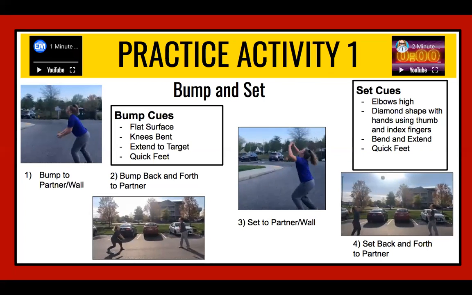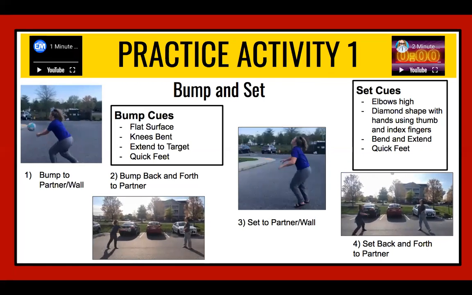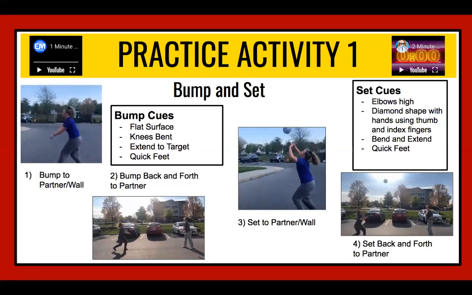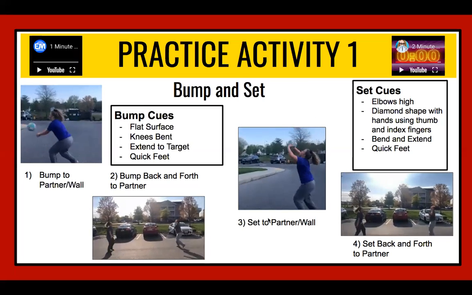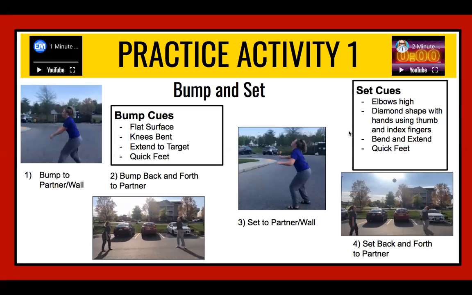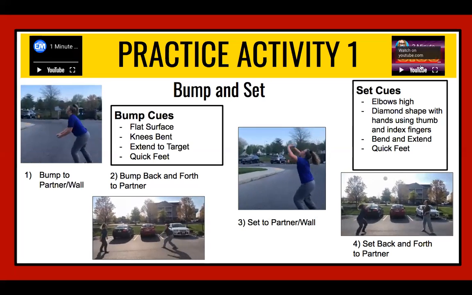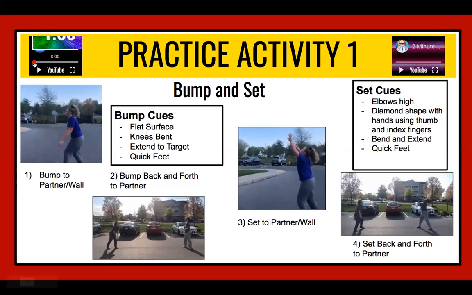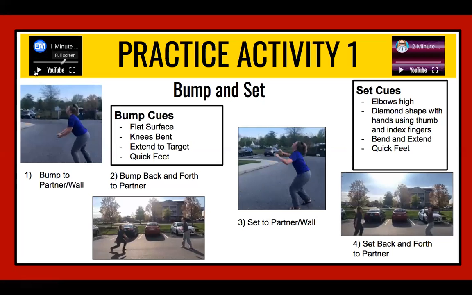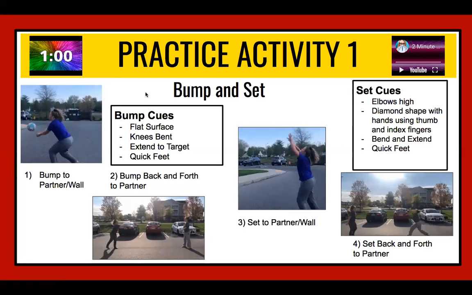So another way to explain this would be you will do a quick catch and pull with your fingers, and you will finish by extending your arms and your wrist outwards as it is shown in the GIF. And like with the bump, make sure that you're using quick feet to get underneath the ball. You're gonna have 1 minute to practice these cues with a partner or against the wall, and you may begin.